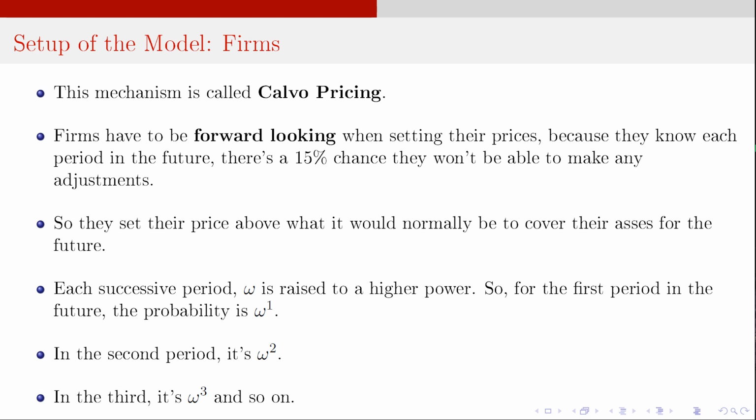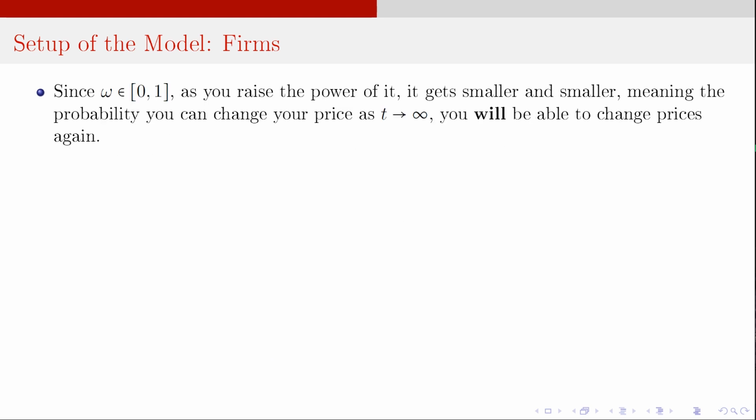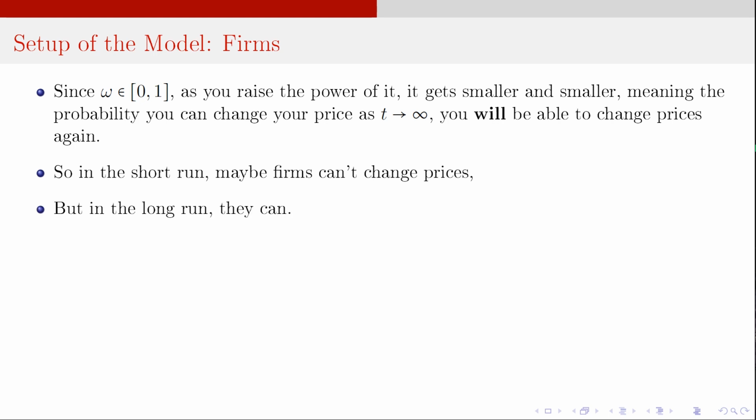Now, the nice thing is, omega is between 0 and 1. And any number between 0 and 1 raised to a higher power gets smaller. So as the future goes on, 0.15 squared is less than 0.15 to the first power. 0.15 cubed is less than 0.15 squared. So eventually, as you get further and further into the future, as t approaches infinity, you will be able to change your prices again. But you just don't know exactly when. So in the short run, firms can't change their prices, but in the long run, all of them can. Meaning in the long run, prices are fully flexible. Does this sound a little familiar?